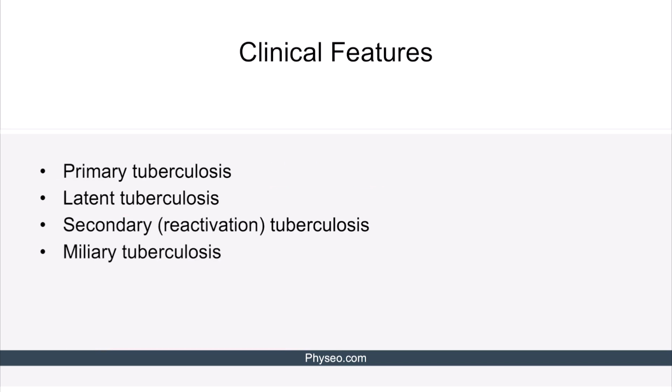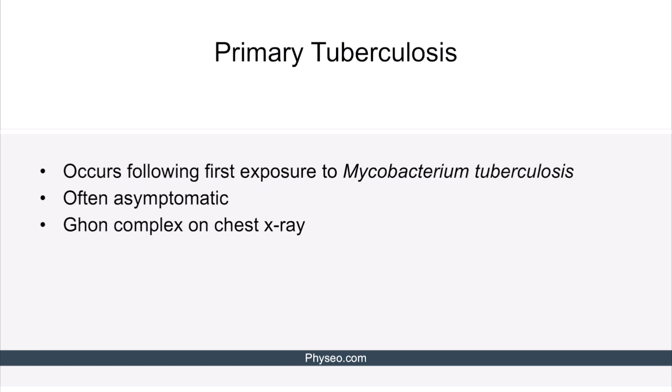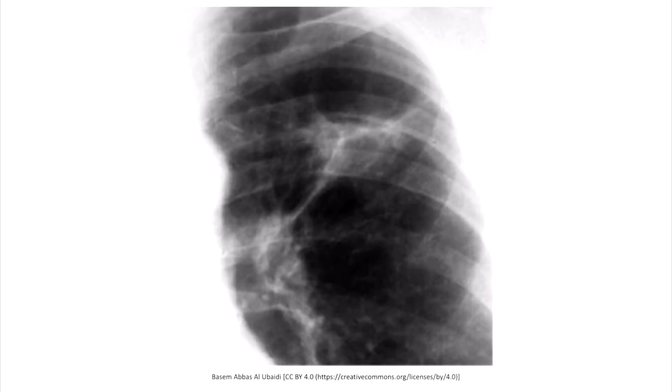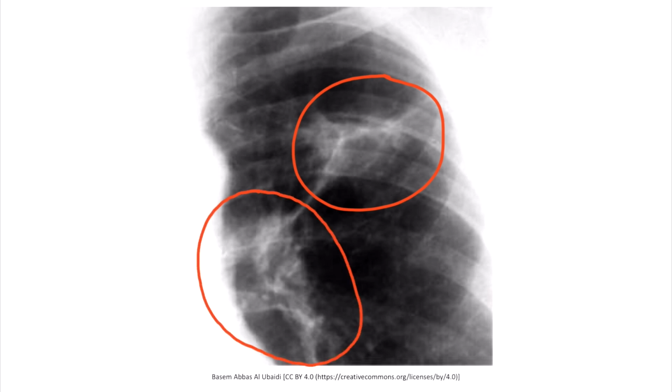The clinical features vary depending on whether the patient is experiencing primary tuberculosis, latent tuberculosis, secondary or reactivation tuberculosis, or miliary tuberculosis. Primary tuberculosis occurs following first exposure to Mycobacterium tuberculosis, and the primary clinical feature to be aware of is the Ghon complex, which can sometimes be seen on a chest X-ray in patients with primary tuberculosis. Here's a chest X-ray depicting the classic appearance of a Ghon complex in a patient with pulmonary tuberculosis. A Ghon complex is characterized by a pulmonary granuloma that's associated with ipsilateral hilar lymphadenopathy. Here's the pulmonary granuloma, and here is the ipsilateral hilar lymphadenopathy.